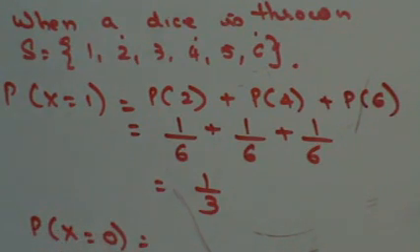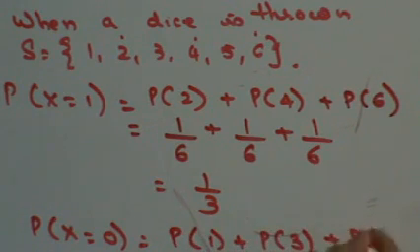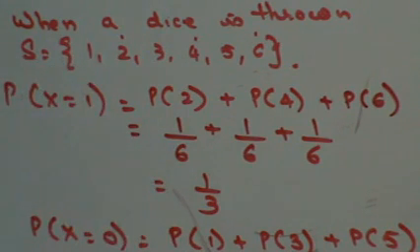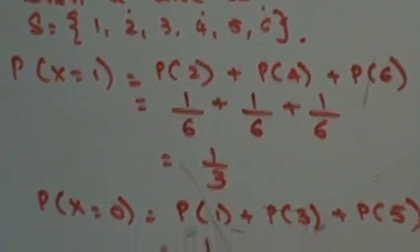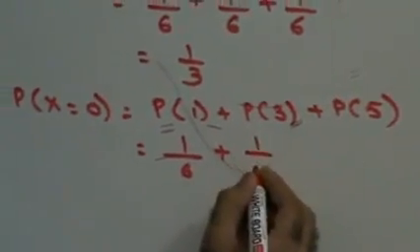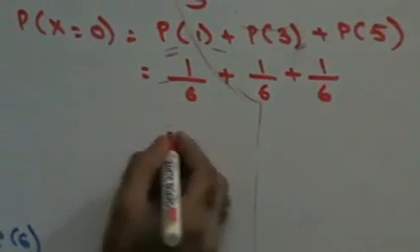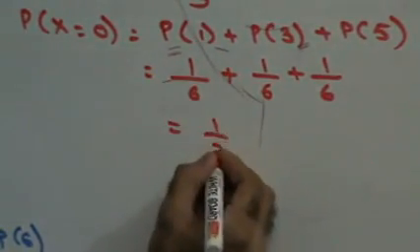Probability of random variable X is 0. They are saying X is 0 when the dice shows an odd number. Odd number means either I should get probability of 1, or probability of 3, or probability of 5. The random variable X is 0, they have specified. Probability of 1, there is only a 1 in the whole sample space, and there are 6 elements in the sample space. There is 1, 3 in the sample space, and there are 6 elements in the sample space. There is 1, 5 in the sample space, and there are 6 elements in the sample space. 3 by 6, that's 1 by 2.